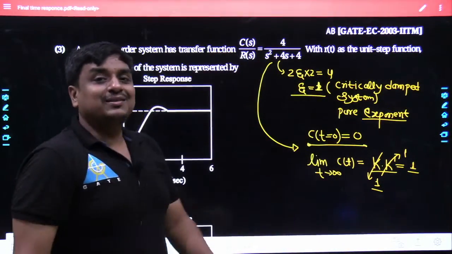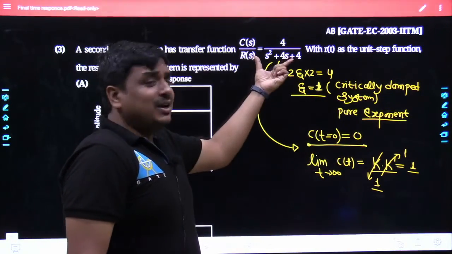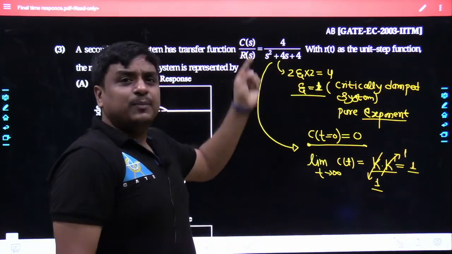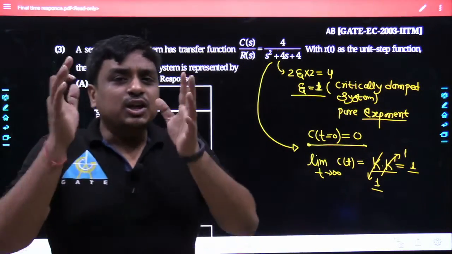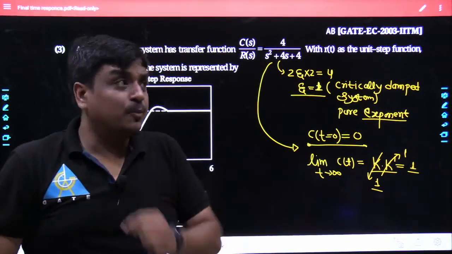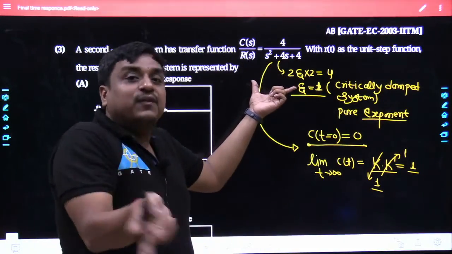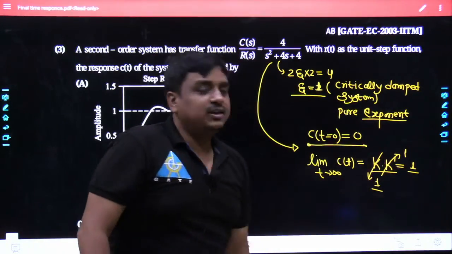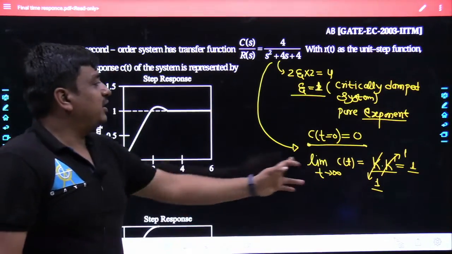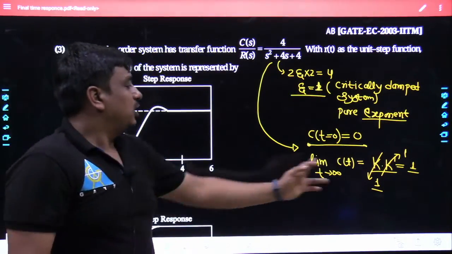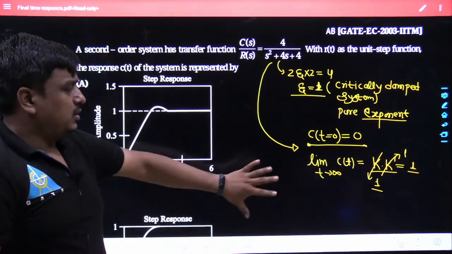Otherwise, you can use the final value theorem. In the final value theorem, you would multiply this by 1 upon s. Why? Because this system is being excited with a unit step input, and u(t) has a Laplace equivalent of 1 upon s. That becomes the response in the Laplace domain, and now you apply the final value theorem. There also you would get the response as 1. Agreed? Nobody should have any doubt on this problem. Agreed till this point? Yes.